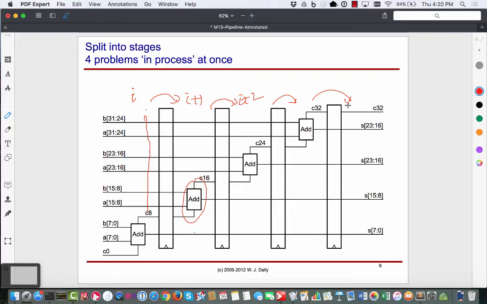Originally, it had a 32-bit adder. So if it had flip-flops on either side, let's say, then the clock period would have been the delay of the entire 32-bit adder.